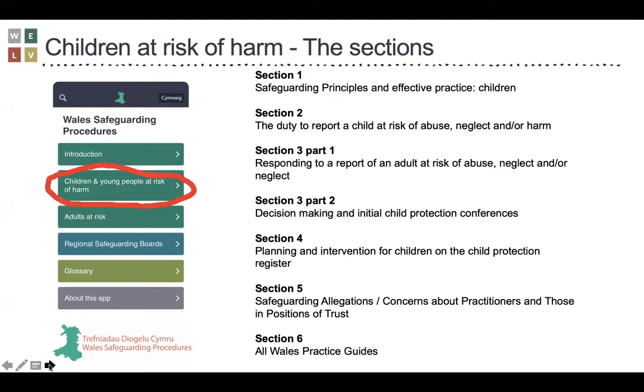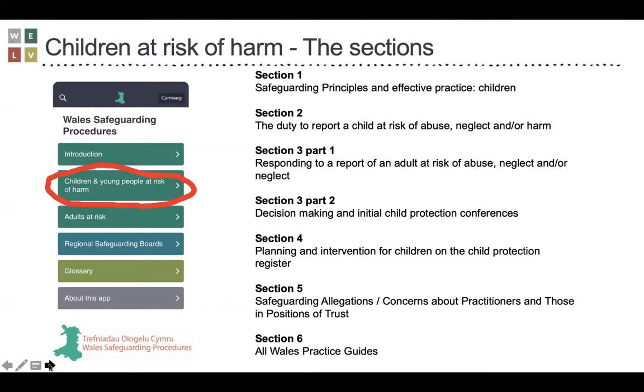Section 3, which is in 2 parts, then covers the decision-making processes, the activities that need to be taken to respond to that report, and any activities relating to initial child protection conferences. As the case progresses through the procedures, we then move on to section 4, which covers the responsibilities and requirements in relation to care and support protection planning for children and young people.